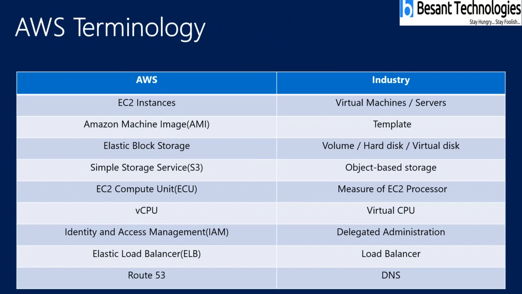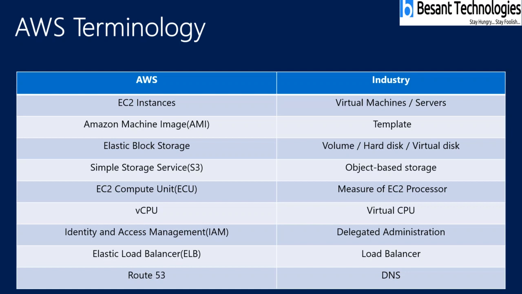Various technologies and terms used, comparing AWS and the industry. If we go for computing, the EC2 instance, as it is called in AWS, is called in the industry a virtual machine or server. In AWS, it is called EC2, Elastic Compute Cloud. Then the Amazon Machine Image: all the images we keep in our Amazon console for developing our software. In the industry, it is called a template, your software template. In Amazon, it is called AMI, or Amazon Machine Image.